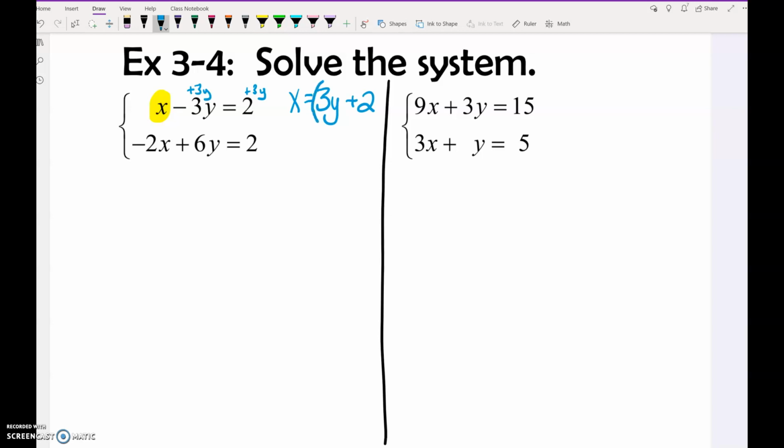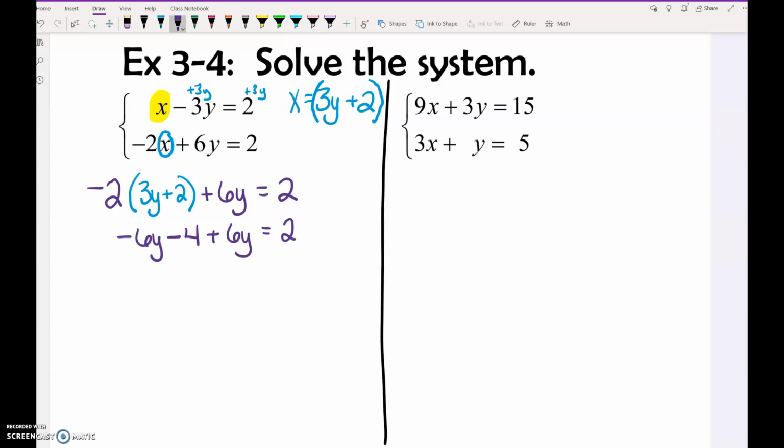I want you to look for the equation where you could get that letter by itself using only one step. And again, I'm going to put parentheses around the 3y plus 2. This time x equals, so we're going to be taking the x in the other equation out and putting 3y plus 2 in its place. So we've got -2. Instead of that x, we have 3y plus 2 plus 6y equals 2. Take a moment on your own, distribute, combine like terms, start solving, and see what happens.